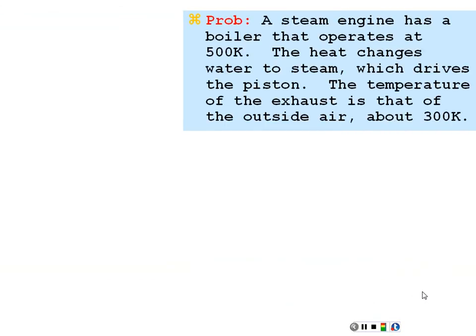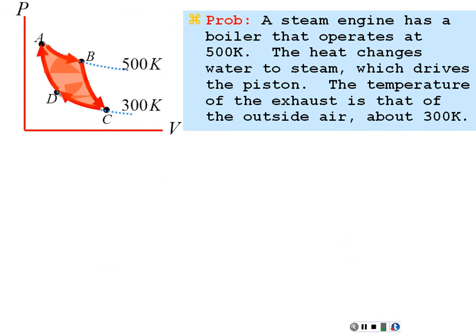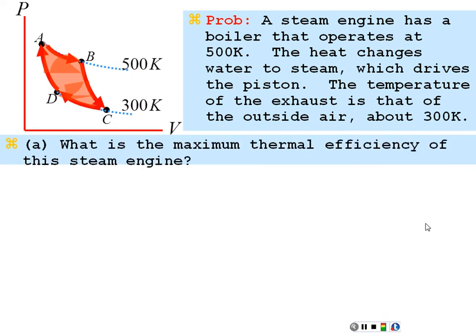Let's try an example of the Carnot efficiency. A steam engine has a boiler that operates at 500 Kelvin. The heat changes water to steam, which drives a piston. The temperature of the exhaust is that of the outside air, about 300 Kelvin or room temperature. So we have a cycle between 2 temperatures. What is the maximum thermal efficiency of this steam engine?